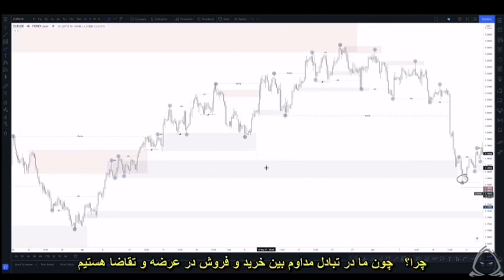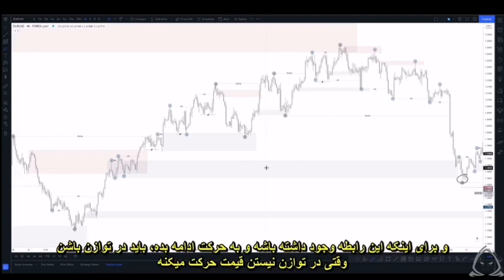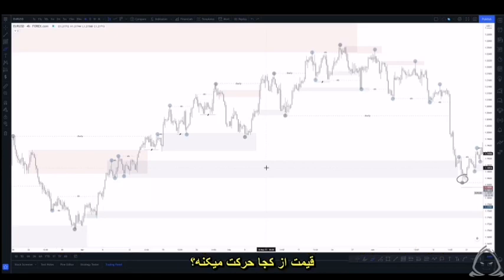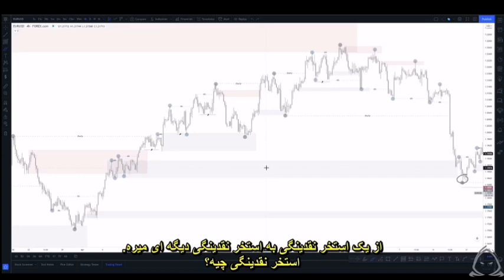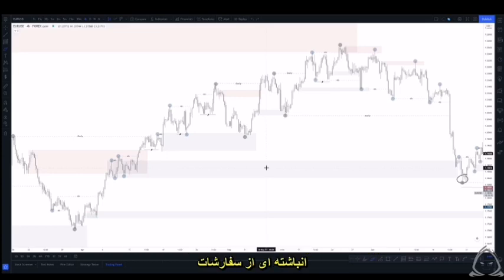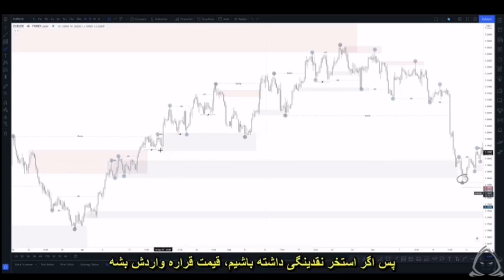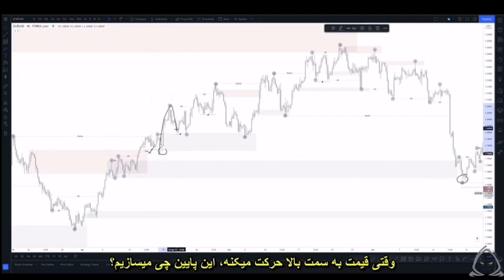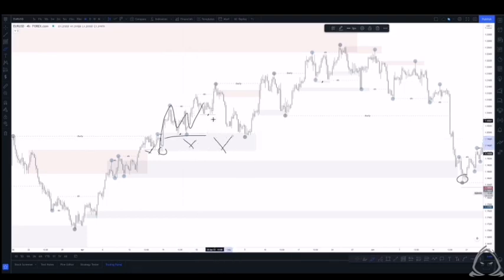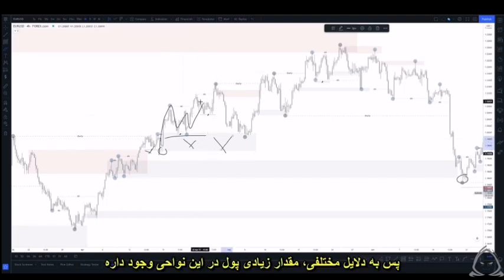Why? Because we're in a constant exchange of buying and selling, supply and demand. And in order for that relationship to exist and continue moving, they need to be in balance. When they're not in balance, price moves. Where does price move from? It moves from one liquidity pool to the next. What are liquidity pools? Collections of orders. So if we have liquidity pools here, price is going to tap into them. When price starts to move to the upside, what are we building down here? Liquidity pools. There's a lot of money sitting in this area for various reasons.